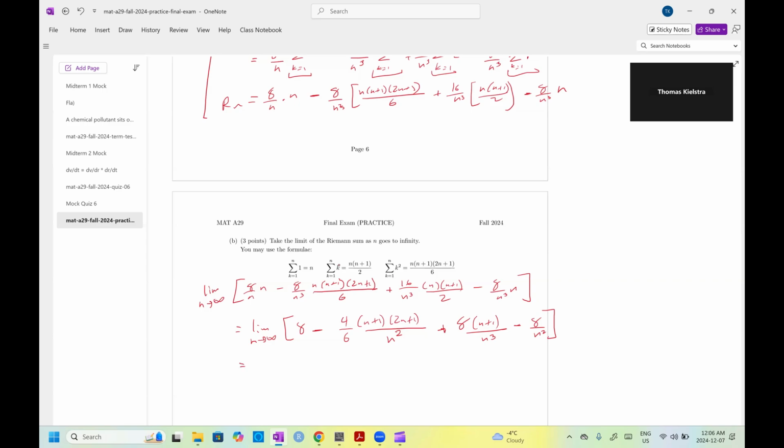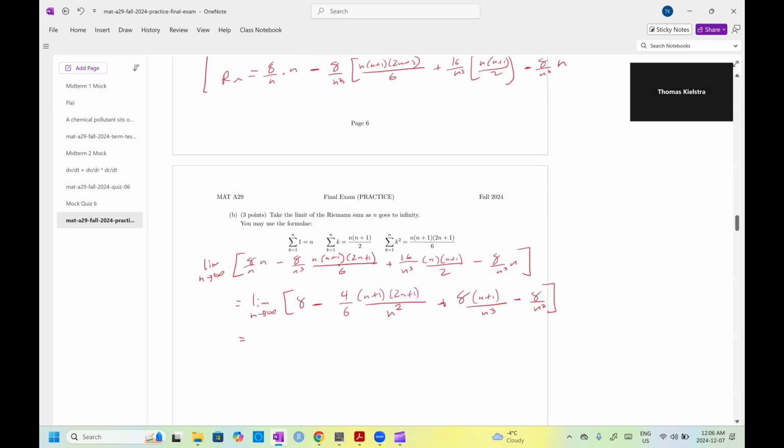Now here, I'm going to leave it as a little exercise for you to work through, but you can expand this numerator and expand this numerator and expand this. You can show that this term goes to 0, this term goes to 0, this term goes to, oh, this should be a 3. This term goes to 8 over 3. And then we have our term 8, so it equals 8 minus 8 over 3, which equals 24 over 3 minus 8 over 3, which equals 16 over 3.